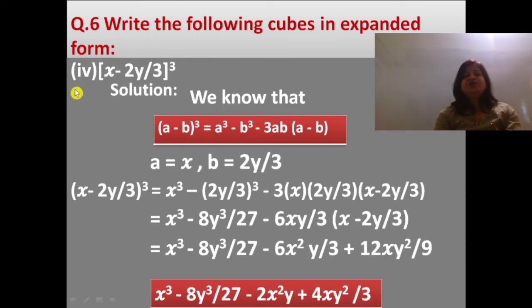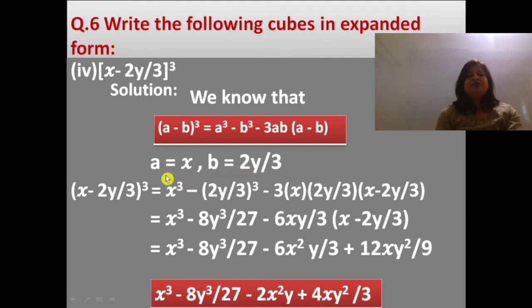Now we will move on to the fourth part of this question, (x − 2y/3)³. According to this question, we will use the formula (a − b)³ = a³ − b³ − 3ab(a − b). So here we are seeing a = x and b = 2y/3. So here we have written a = x and b = 2y/3.